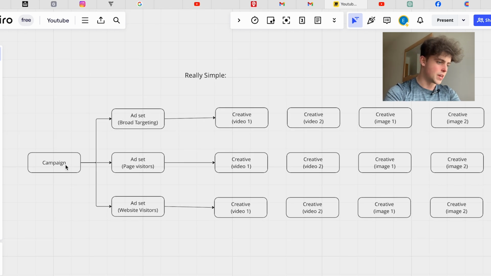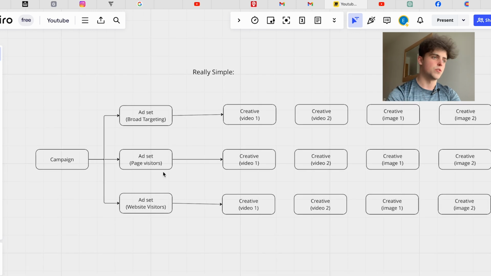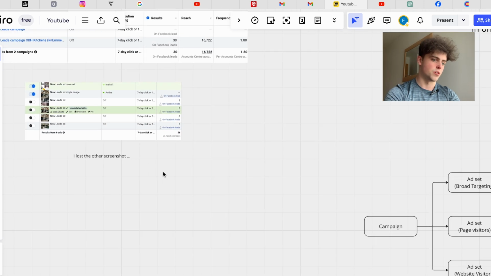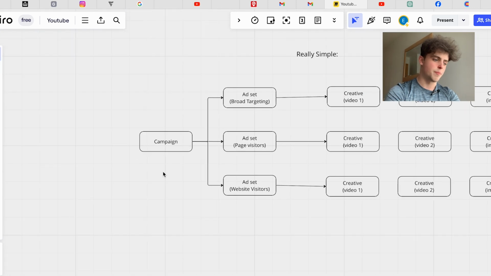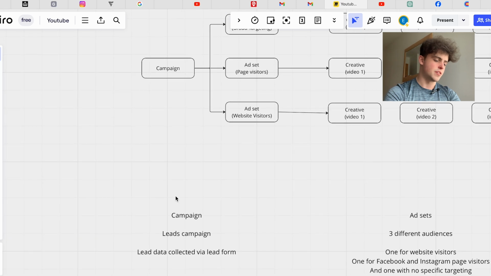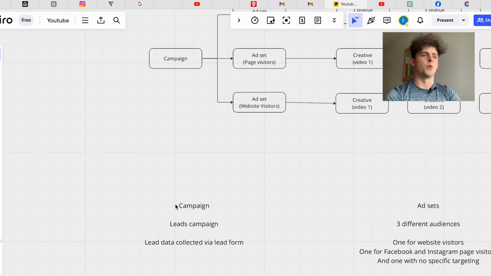You'll see we've got the campaign, the ad set, and the creatives, and I want to break down each one so that each one makes sense, and you'll see how each one plays into the other to actually get that result. So I'll start on the campaign level, and the campaign is essentially where you set your goal overall for the ads, what you want to achieve. And in this case, it was leads.